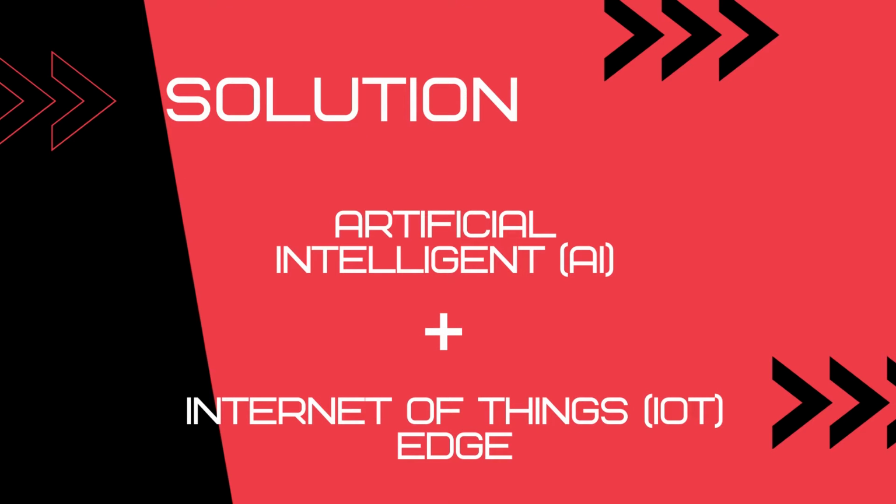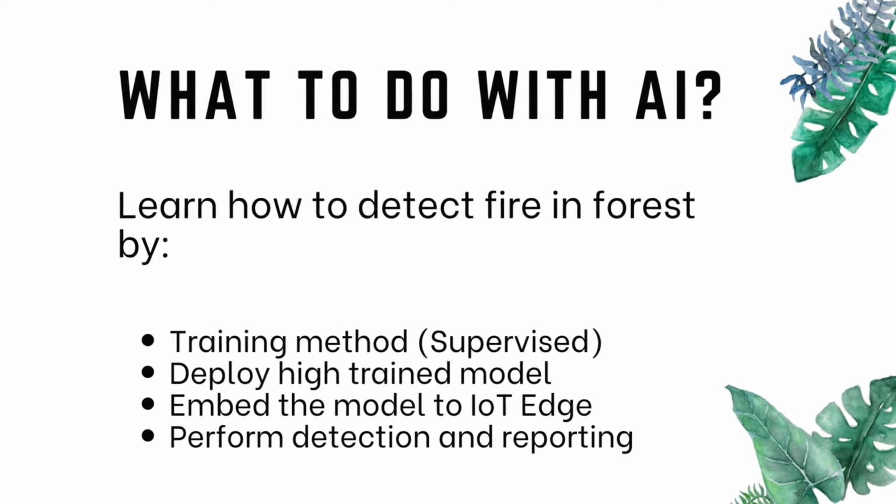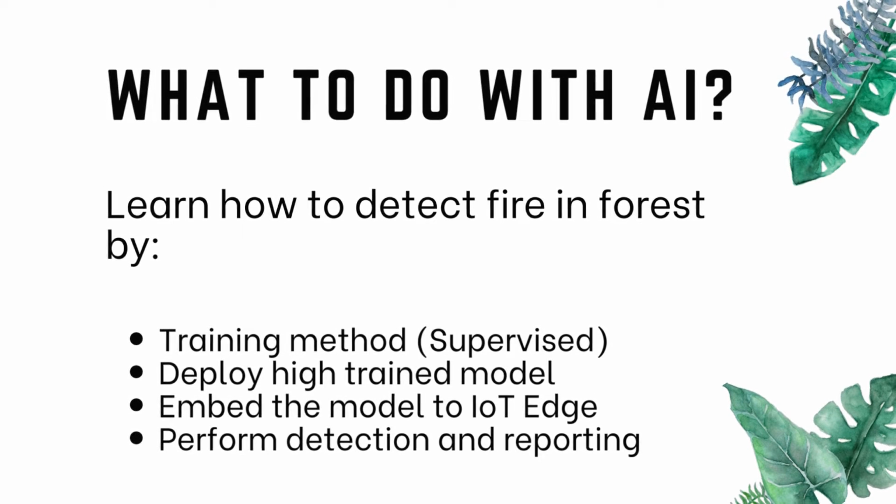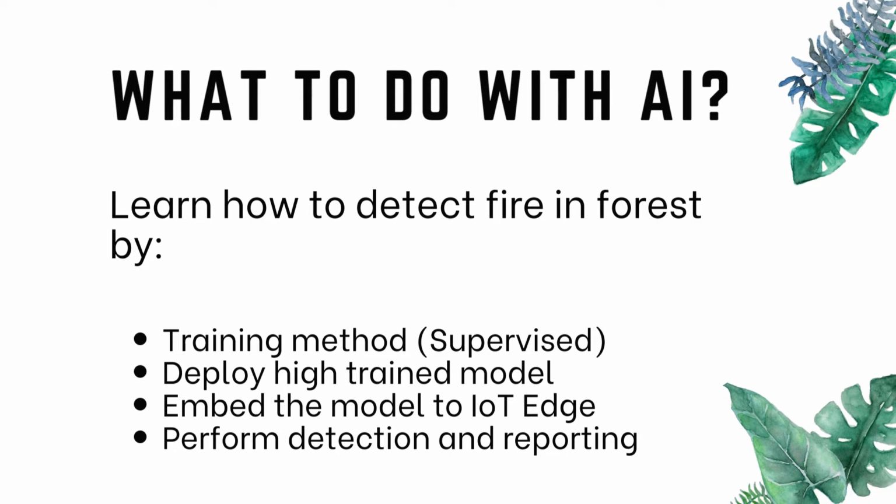So the solution to overcome this problem is by using artificial intelligence, or AI, and Internet of Things Edge. What do we want to do with the artificial intelligence? We want the AI to learn how to detect fire in the forest. Of course we want to train our AI using a supervised method, training it with high quality images, to produce and deploy a highly trained AI model, and then that model will be embedded in the IoT Edge.